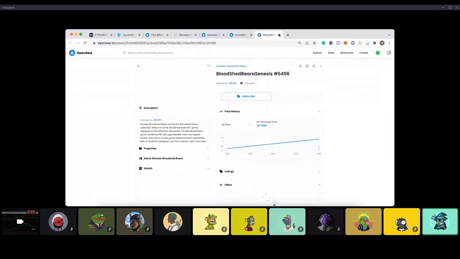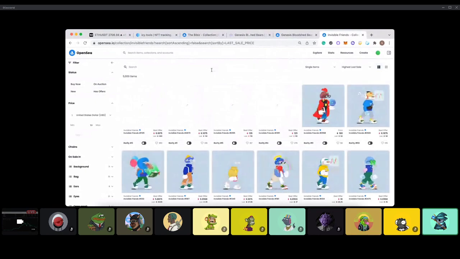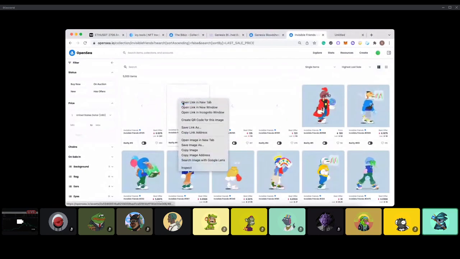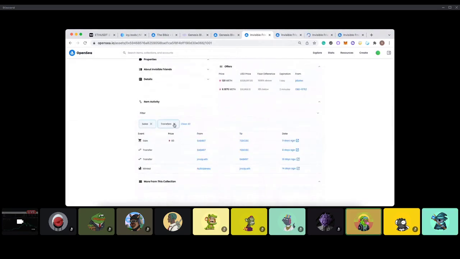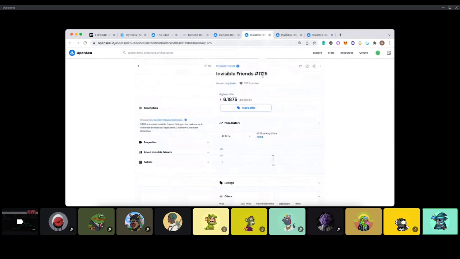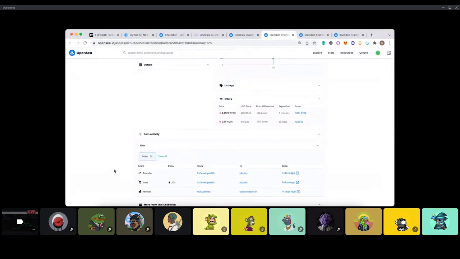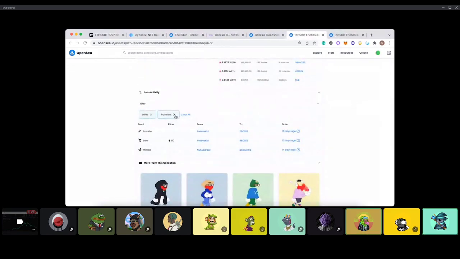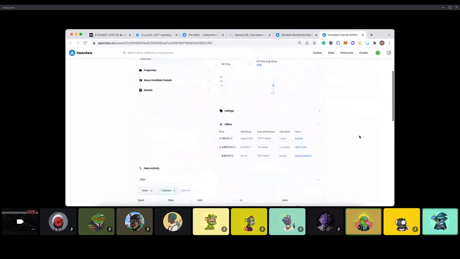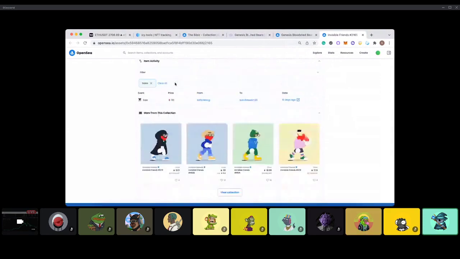But let's look at a bigger project, a very high project, Invisible Friends. I want to see the highest last sold. Were they sold? Were they sniped or what? I don't want to see transfers. I just want to see sales. So this guy minted. He never listed. Then he accepted an offer. This one minted and never listed. Good for him. Oh wow. Minted and I'm not seeing snipes here. They all held for the reveal.